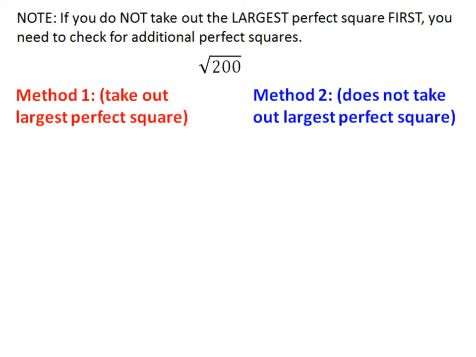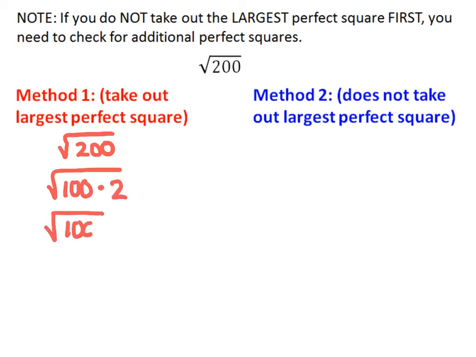Now, traditionally we want to take out the largest perfect square, which is what we're going to do in method 1. If I were to simplify the square root of 200, the largest perfect square that would divide would be 100. So I could rewrite it as 100 times 2, split it up so it's the square root of 100 times the square root of 2, and the square root of 100 would become 10. So it's 10 square root 2.